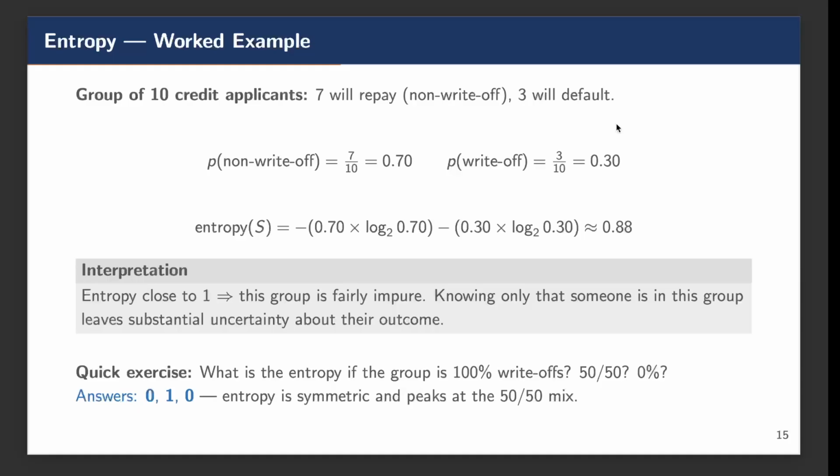Since 0.88 is closer to 1, we would say that this group is fairly impure. If, let's say, the group were 100% write-off, then the entropy would be 0. If it is like a 50-50 mix, it would be 1.